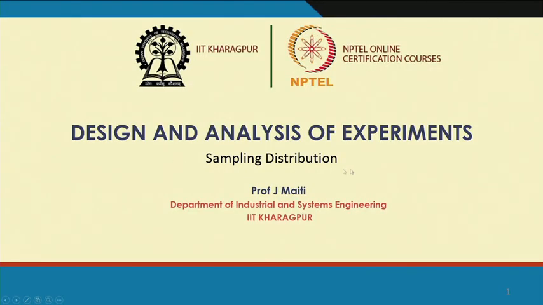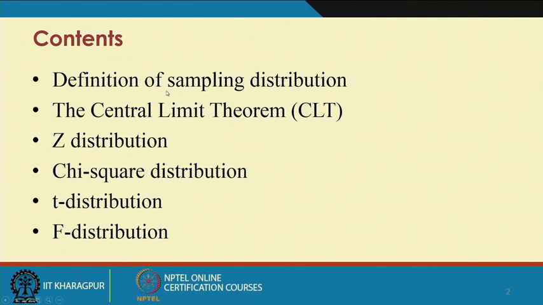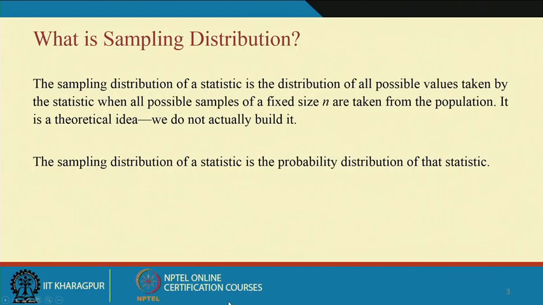So, today's topic is sampling distribution. The contents are the definition of sampling distribution, the central limit theorem, Z distribution, chi square distribution, T distribution and F distribution. So, let us see what is sampling distribution.